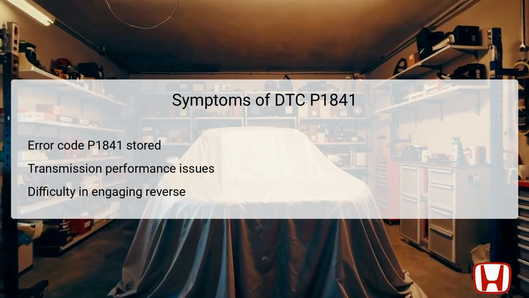Symptoms related to the DTC P1841 can manifest in several noticeable ways. First, the presence of the error code P1841 will be indicated in the vehicle's onboard diagnostic system, often through the Honda Diagnostic System, HDS. Additionally, drivers may experience noticeable performance issues when the transmission is engaged, especially during reverse operation.